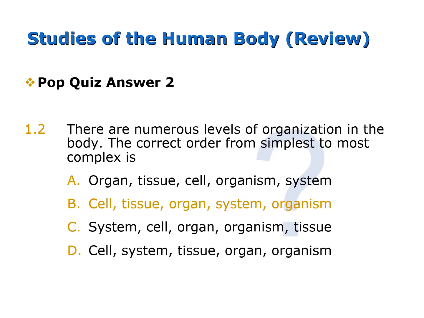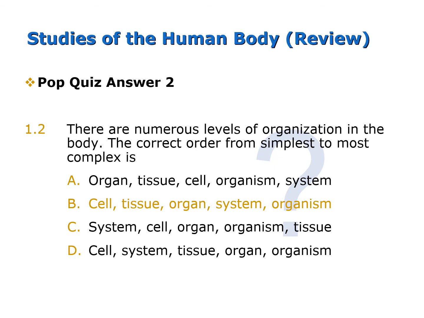The correct order from simplest to most complex is option B, cell, tissue, organ, system, organism. In order to answer this question correctly, please take a look at your options. You need to find the option that starts with the simplest form. And if you remember, I was telling you that the cell is the basic unit of any kind of organism, of any kind of living thing.